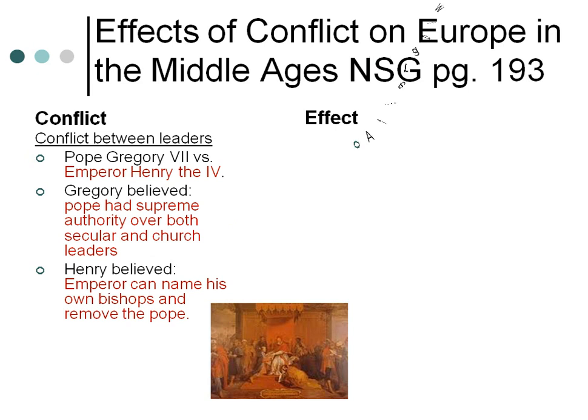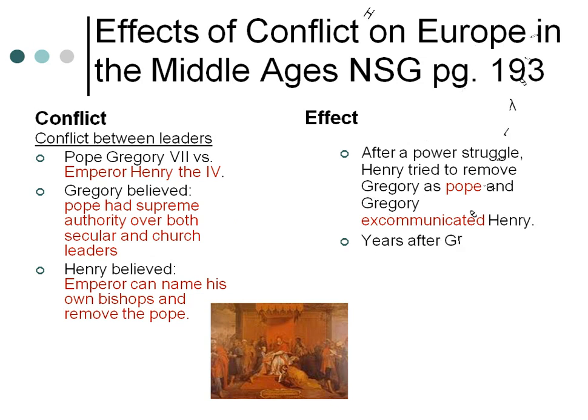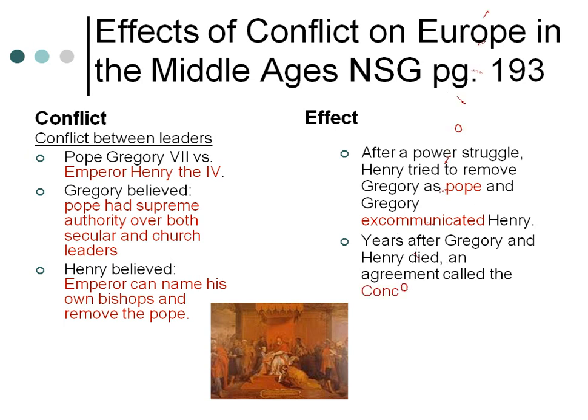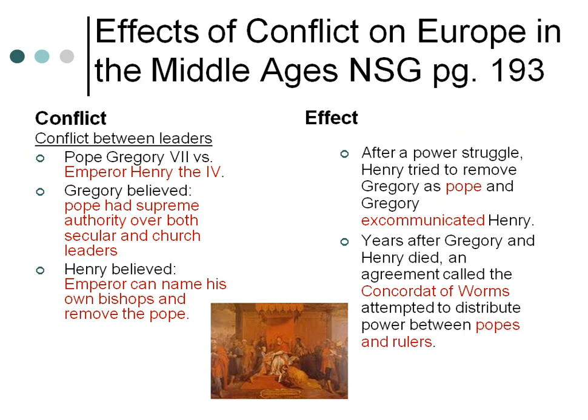So the effect of this is that after a power struggle, Henry tried to remove Gregory as Pope, and Gregory excommunicated Henry. Years after Gregory and Henry died, an agreement called the Concordat of Worms attempted to distribute power between popes and rulers, and basically decided that popes were in charge of the spiritual realm and leaders were in charge of the secular or political realm.